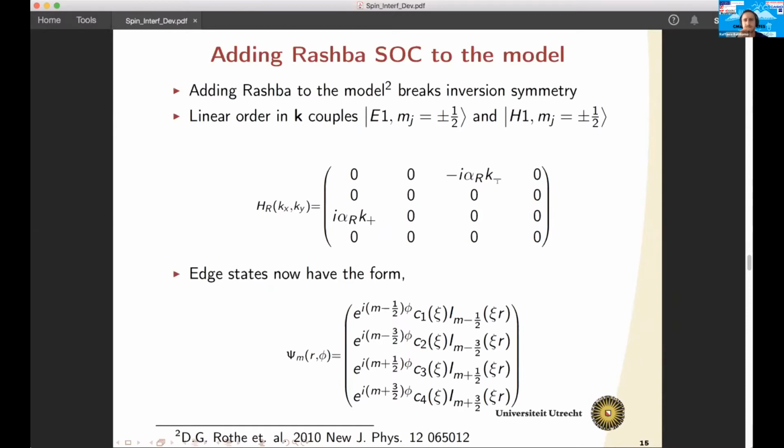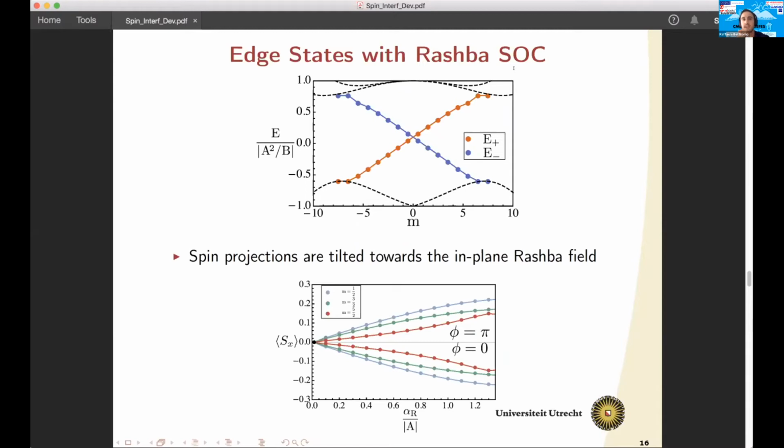So it has to be solved as a 4x4 Hamiltonian now. We cannot write it in a block diagonal way anymore, but we can still write the edge states in the following form. So once again, we can plot the dispersion relation of these states, which is once again linear around zero energy. But what's more interesting is that if we calculate the expectation value of the Sx spin operator for these edge states, for example, for one of the two time reversal pairs, by increasing the Rashba coupling, this expectation value starts to increase.